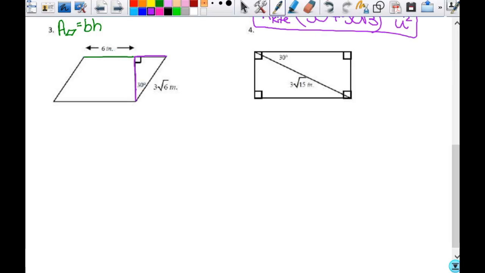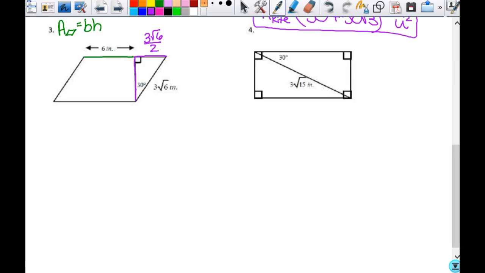They have given me the hypotenuse. So from the hypotenuse, I can get which side? S, the short leg, right? Which is across from what? 30. So this is 2S. So what is S going to be? 3. Leaning again. It is just 3 square root of 6 over 2.